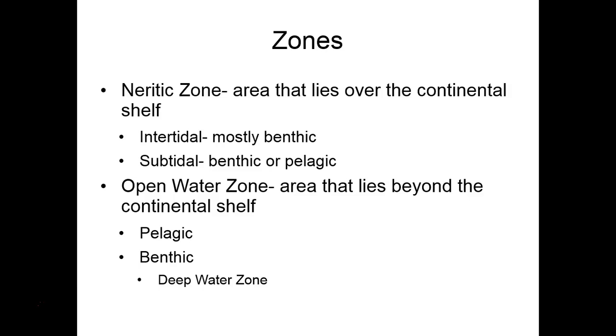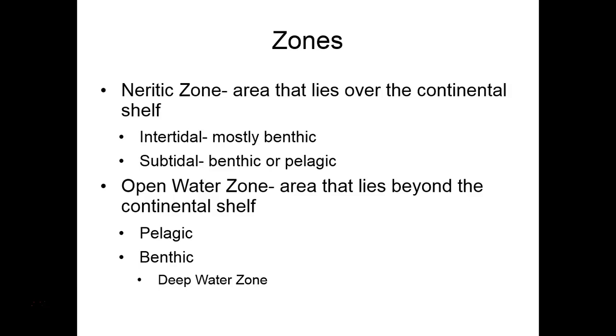Okay, so the Neritic zone is the area that lies over the continental shelf. This consists of the intertidal zone, which is mostly benthic, and the subtidal zone, which is benthic or pelagic. The reason why the intertidal is mostly benthic is because the water is very shallow, and so most of the things are crawling around on the bottom. When it's high tide, you can still have small fish swimming in as well. And then in the subtidal zone, this is going to be benthic if it's on the bottom, or pelagic if it's in really deep water out along the edge of the continental shelf.